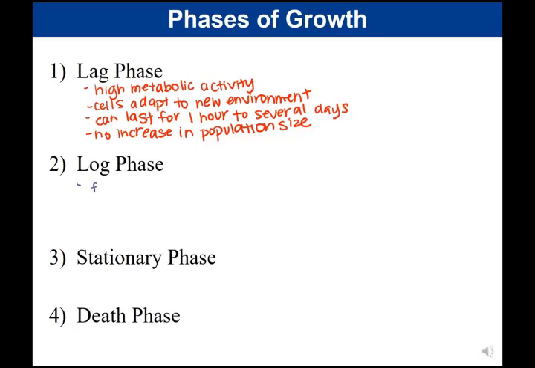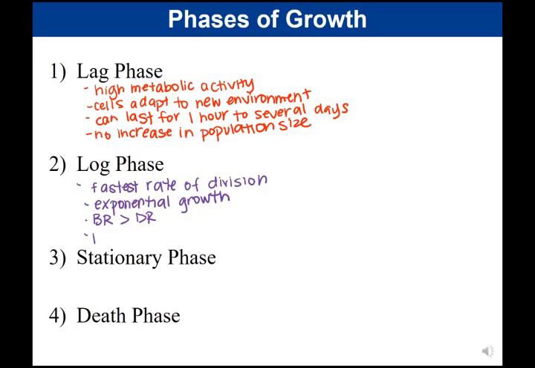This is our fastest rate of division. We have exponential growth, and at this point, birth rate is greater than the death rate, so our population increases. Then we get to our stationary phase, and at our stationary phase, our birth rate is equal to our death rate. So no change in population size.